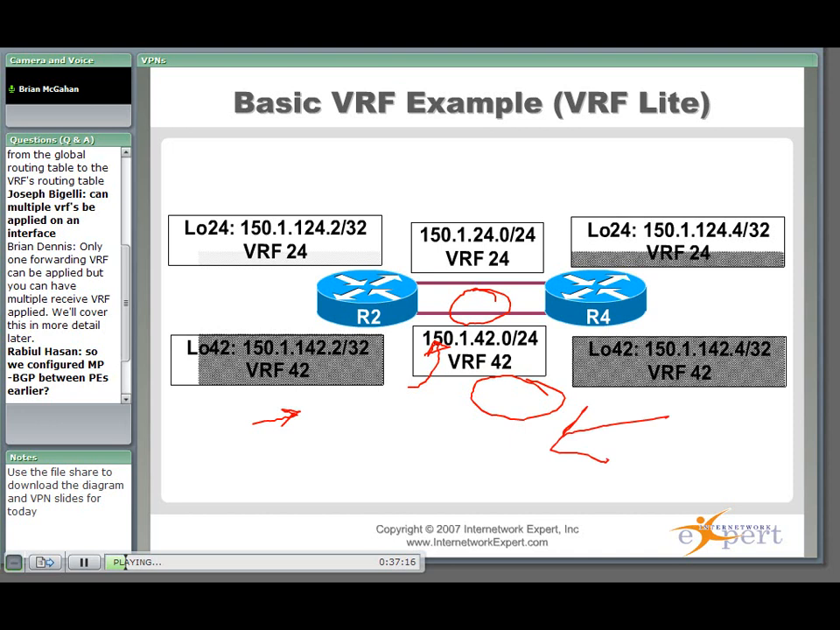Now in our case, the major network is going to be 150.1 in each case. So we're going to have the same network statement, 150.1.0.0, in each of the RIP tables. But since they are in different VRFs, the routing advertisements are not going to leak between the different neighbors.